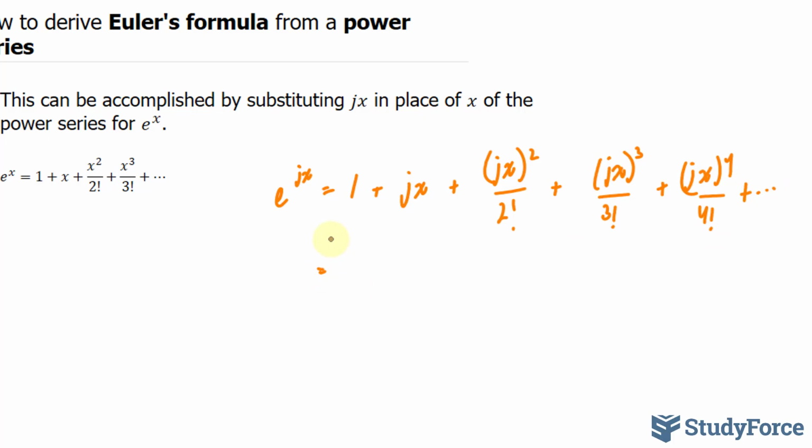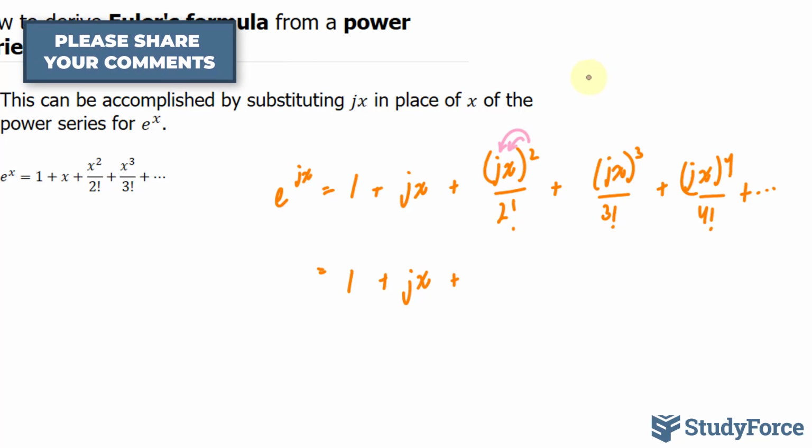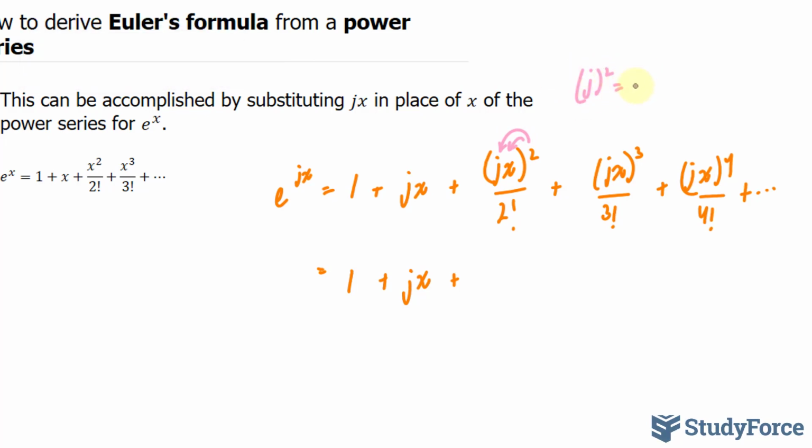Let's simplify each of these terms wherever we can. One will stay the same. This will stay the same. Plus, now this 2 will be distributed to the j and to the x. And if you recall, if we have the imaginary unit j raised to the power of 2, that's like saying the square root of -1 times the square root of -1, and that is equal to -1. So we have -1 times x to the power of 2 over 2 factorial, which is simply 2.